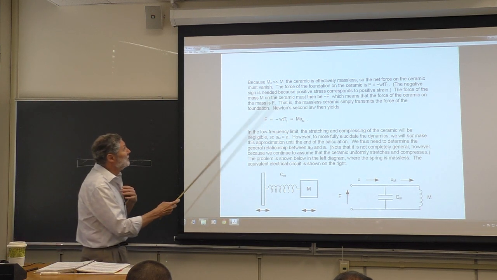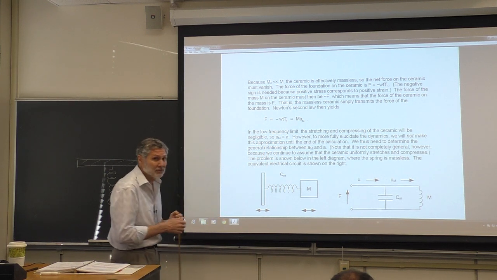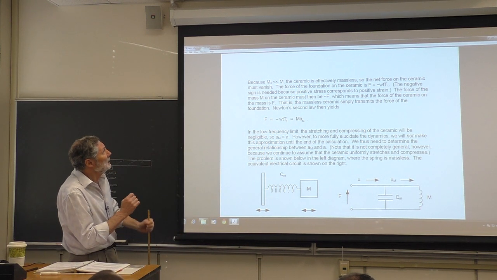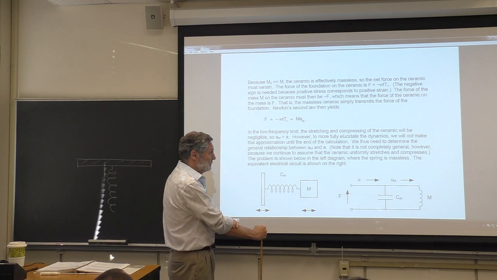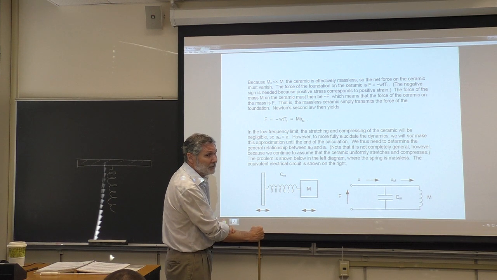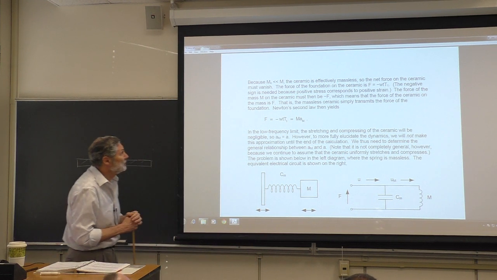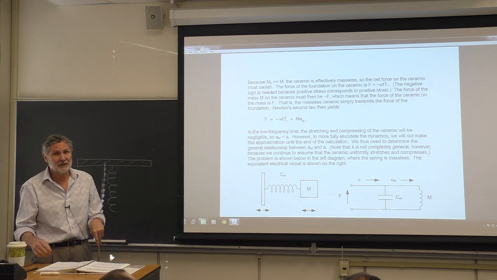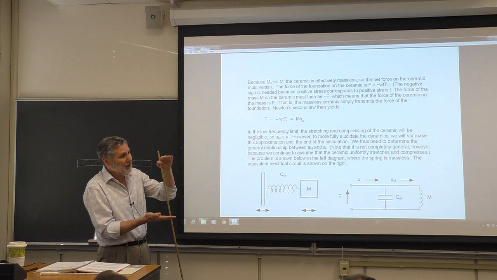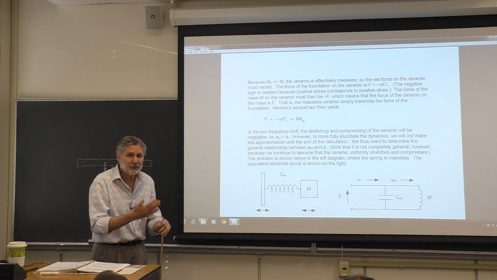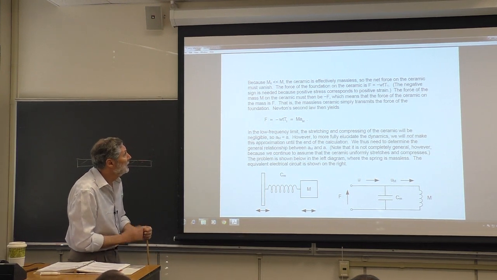So as I said before, the ceramic is effectively massless because we imagine a heavy loading mass. We have this uniform strain of the transducing material. Now, because it's effectively massless, there can be no net force on it. So there are two forces on the ceramic. There's the force of the foundation and the force of the loading mass. Those two forces have to cancel in our approximation because it has very little mass.